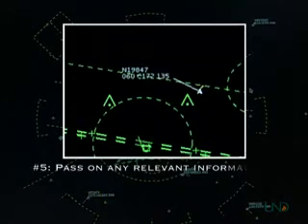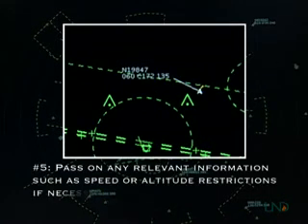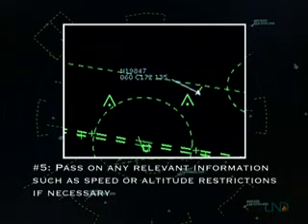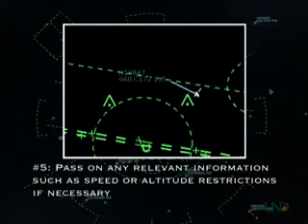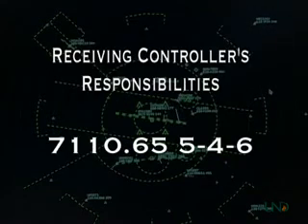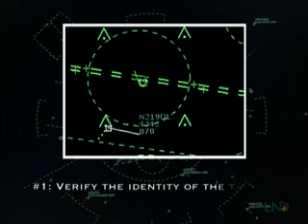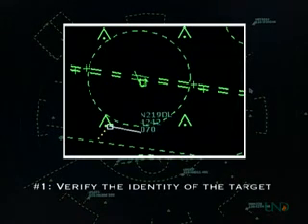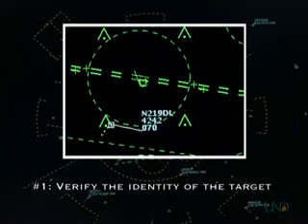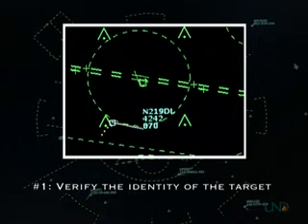Finally, any important information about the aircraft, such as speed or altitude restrictions, must be passed along to the receiving controller if such information deviates from normal procedures or is otherwise different from what is normally expected. The receiving controller has 4 responsibilities. First, the identity of the target must be confirmed. This can be done by observing the target at the location stated by the transferring controller if using a manual handoff, or by observing a data block associated with the target if using an automated handoff.